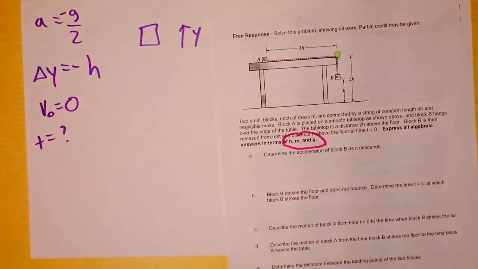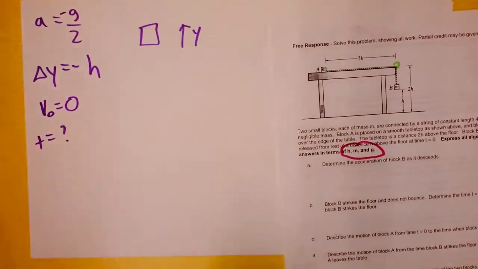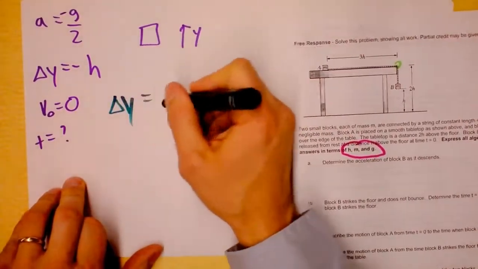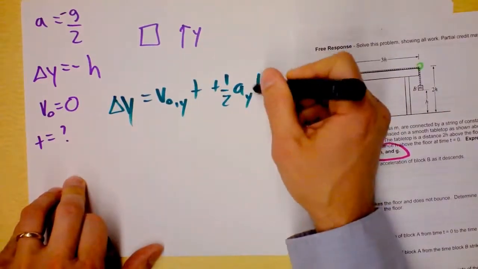The classic will do it for us, you think? Yeah, let's try it out. The classic says delta y equals the initial velocity in the y direction times time, plus 1/2 the acceleration in the y direction times time squared.